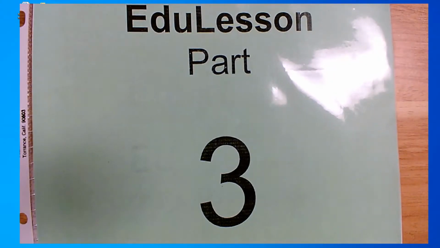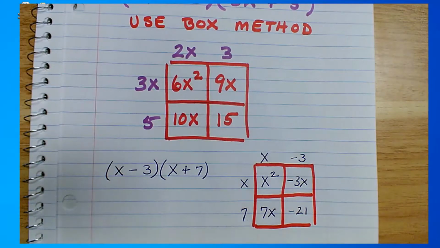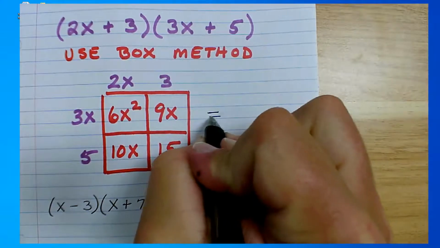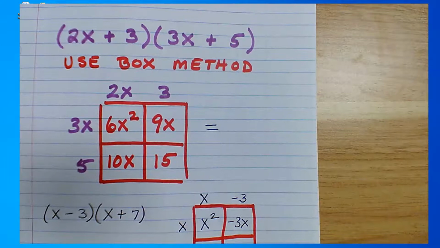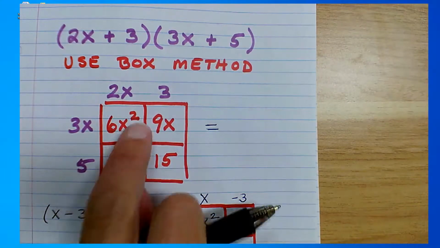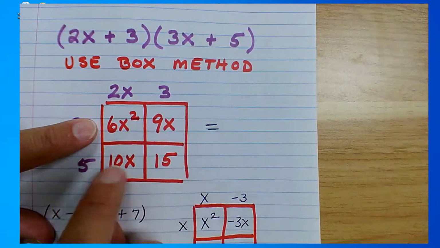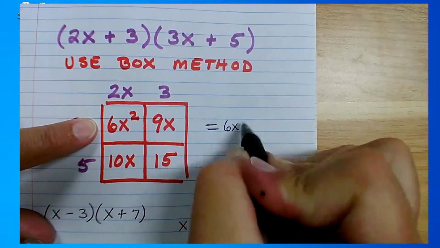Part 3. So in part 2, we learned how to do these boxes, but we're not done with it. We now have to take the boxes and simplify them down. So if I come back to this box, I remember that monkeys play with monkeys, x's play with x's, x squareds play with x squareds. This is 6x squared. Is there another x squared anywhere? No. So it becomes 6x squared.